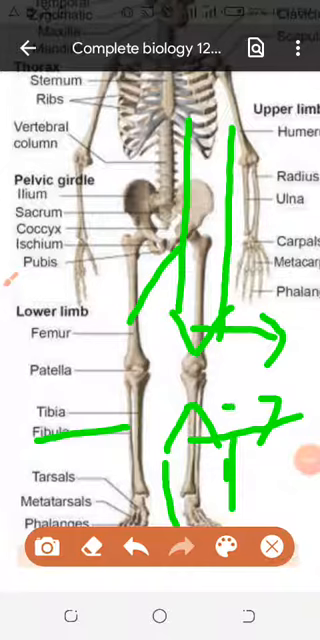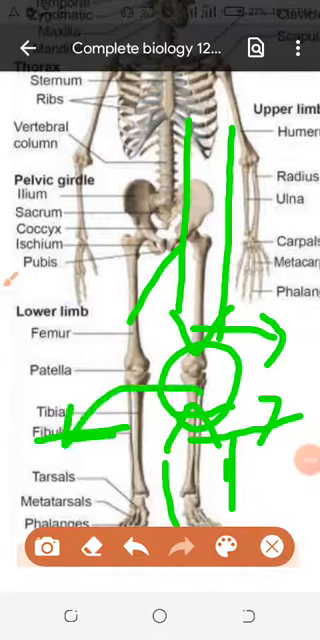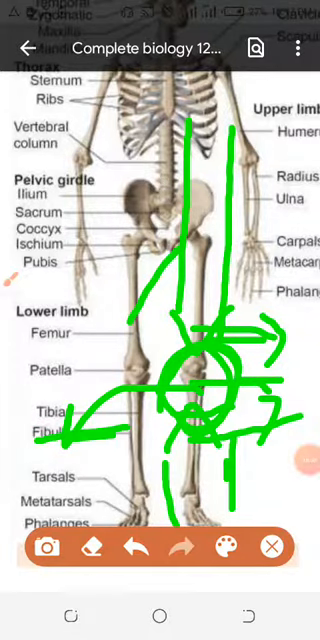Now go back to these gaps. These gaps are called, once again, the synovial cavity. It consists of the synovial membrane. The synovial membrane has the synovial fluid. So in this way, with the cartilage and the cavity and the membrane, these joints will move normally.